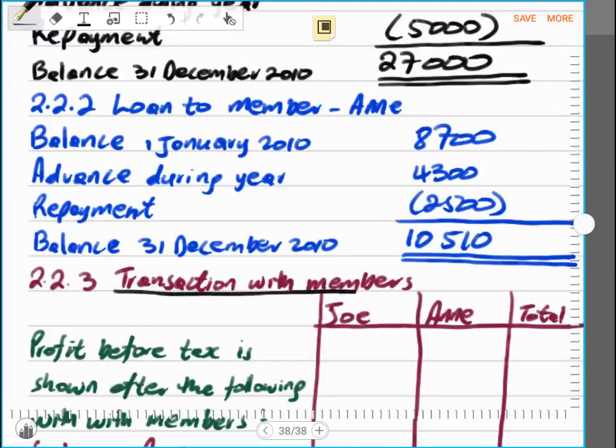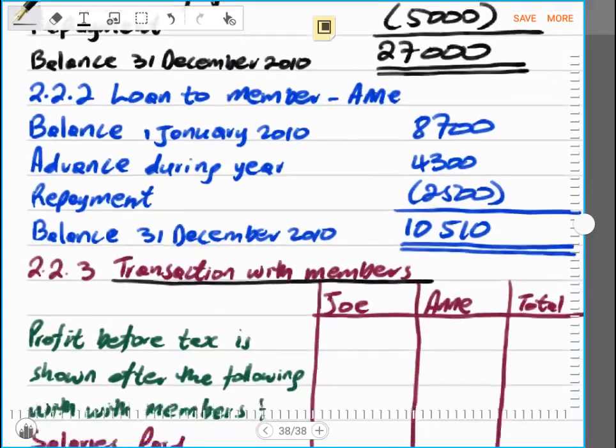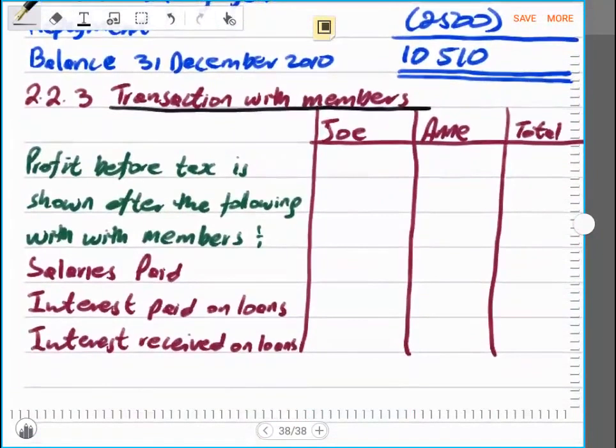The loan will not appear under transactions with members, because a loan can either be an asset if it's a loan to, or a liability if it is a loan from. Therefore, an asset and a liability must not be recorded under transactions with members. We only record incomes and expenses that are between the close corporation and the members.